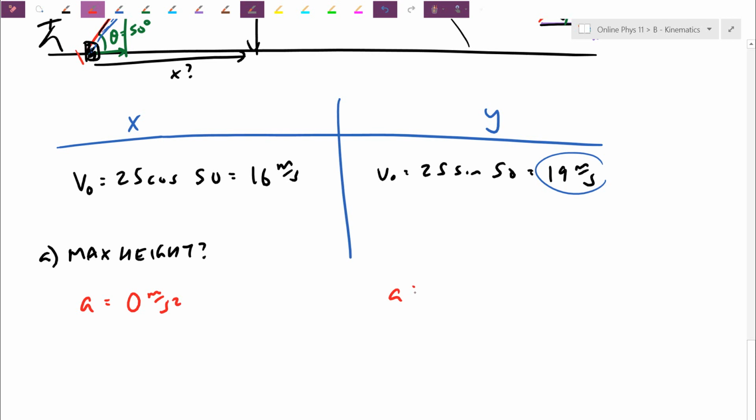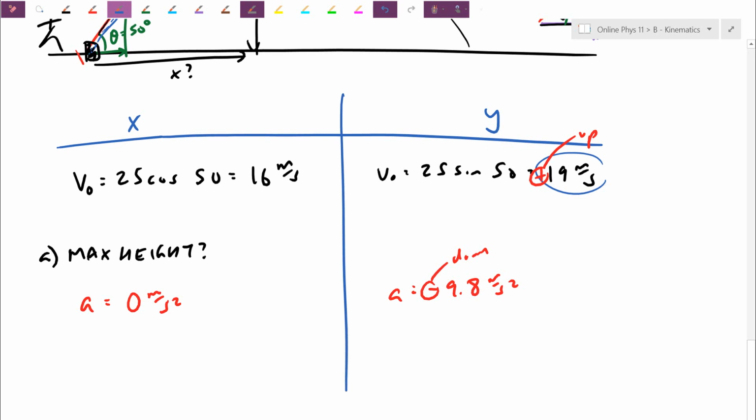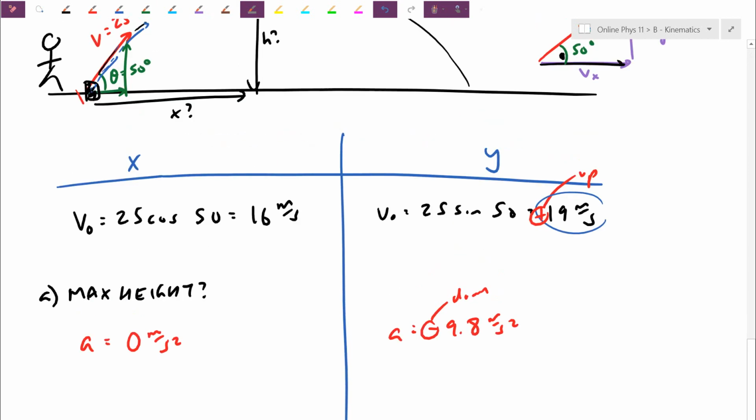What's the acceleration in the y direction? Well, the acceleration is going to be negative 9.8. That negative is important because we've been using positive to mean up, so negative means down. It just makes sure that when you punch in your kinematic formulas, those things go against each other. For max height, if you think back to our free fall questions from a couple classes ago, we actually know one more value.